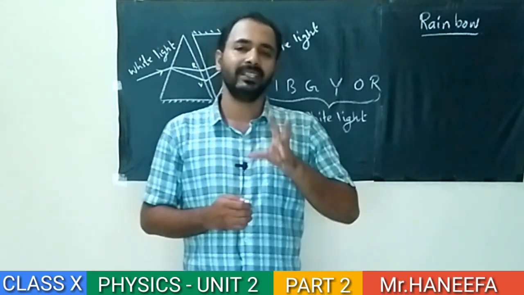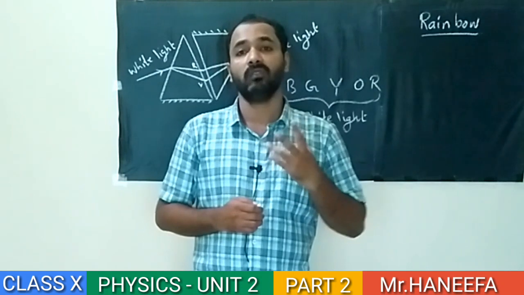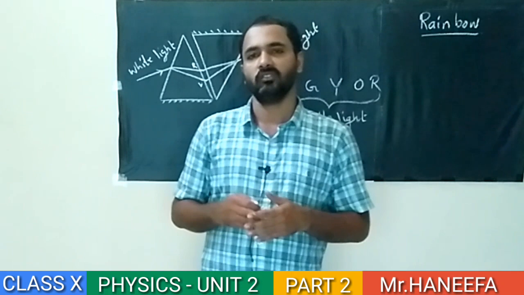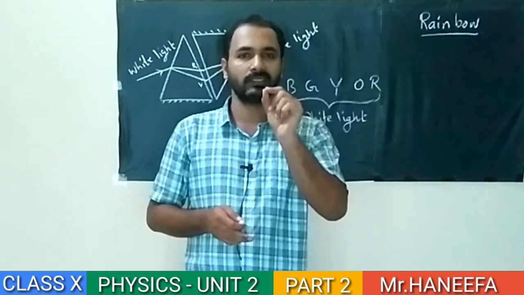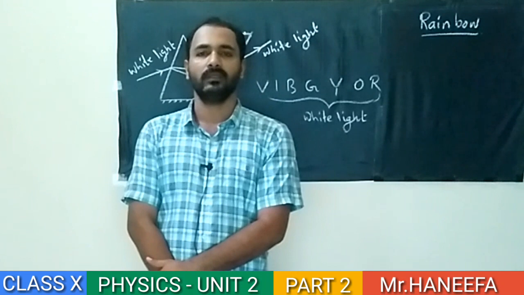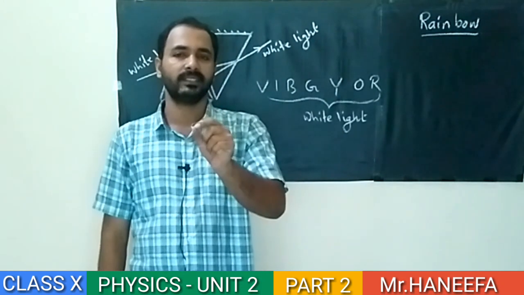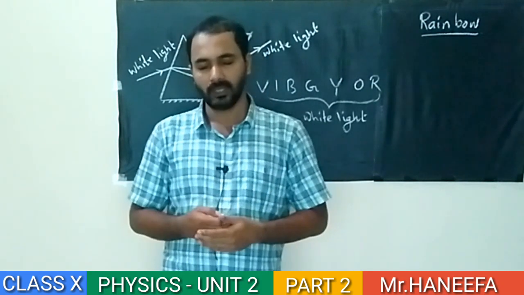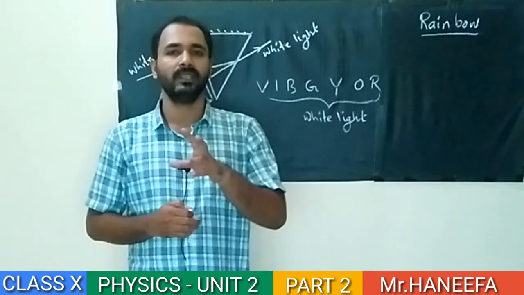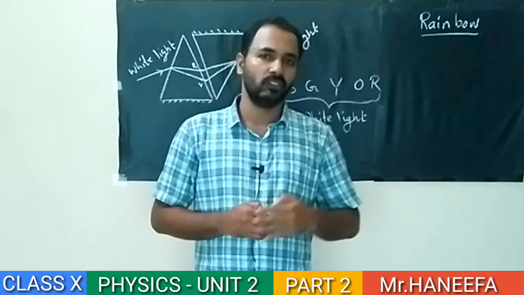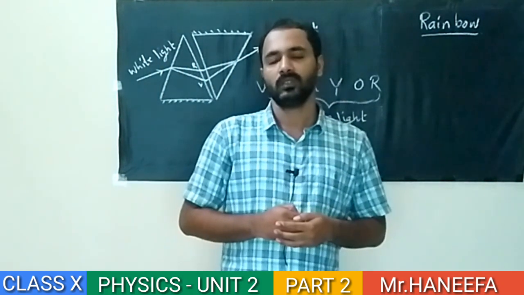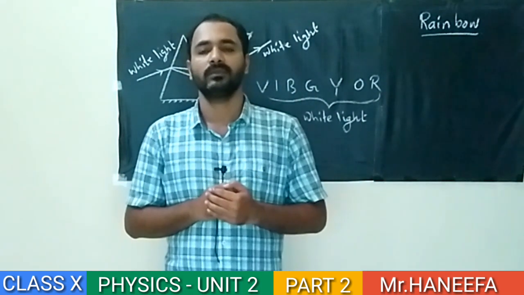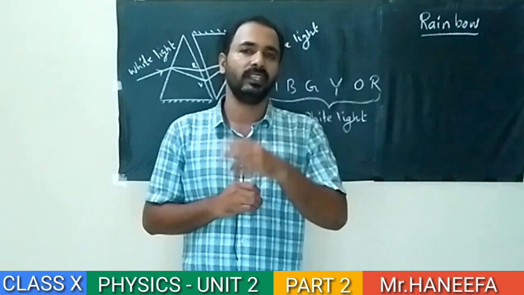We know in the atmosphere there are many water droplets after the rain shower. Each water droplet acts as a tiny prism. We know about a prism. When sunlight passes through a prism, it is split into 7 colors. These 7 colors are called VIBGYOR. So what are the colors included in a rainbow? 7 colors are included in a rainbow.